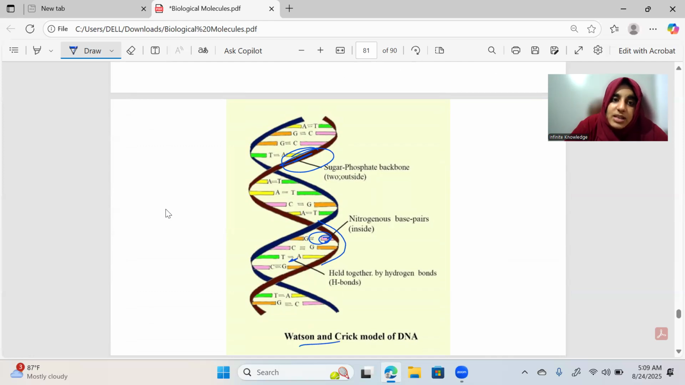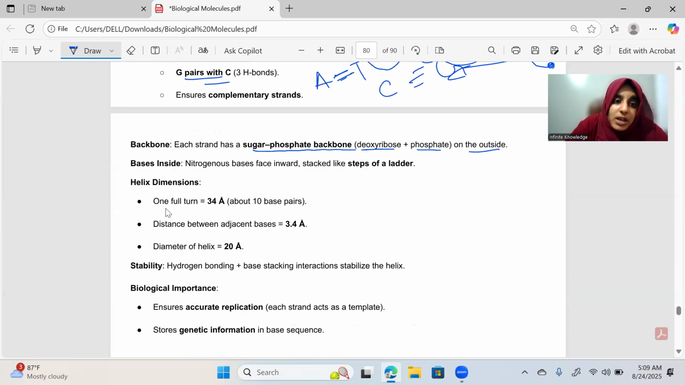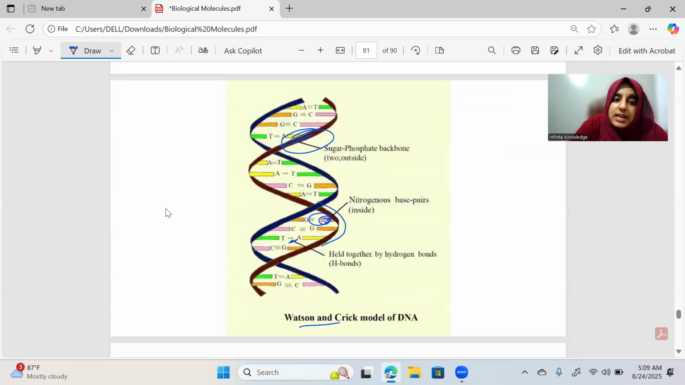So this is the Watson and the Crick model. One full turn is equal to 34 angstrom. Angstrom is what? Angstrom is the unit of wavelength. You must have studied this in physics. If not, just remember this for now. The bases inside are nitrogenous bases. They face inwards and they're stacked like the steps of a ladder. You see that they form a shape just like we have a ladder, right? They form a shape like that.